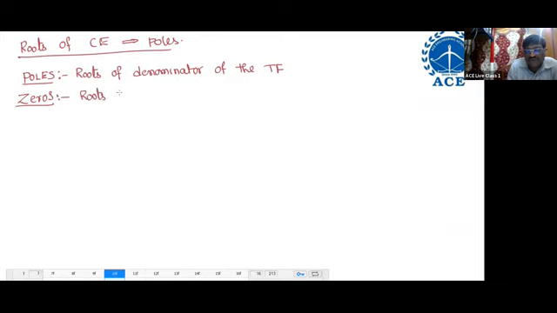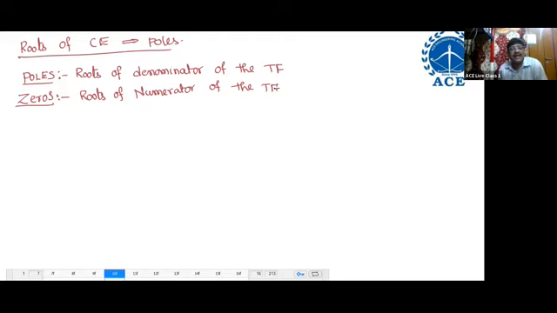Roots of the numerator of the transfer function. A pole is nothing but the roots of the denominator of the transfer function. A zero is nothing but the roots of the numerator of the transfer function. Actually, poles and zeros are what? System time constants. Poles and zeros are system time constants actually.